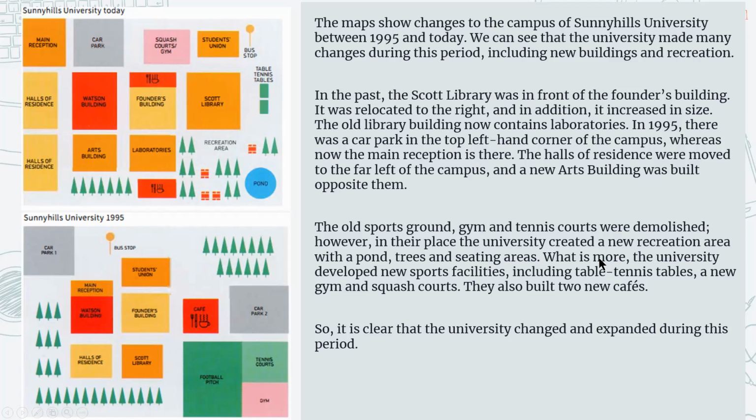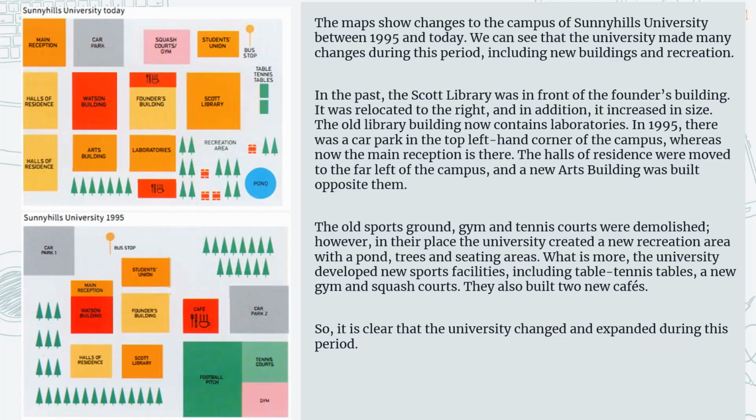What's more, which means in addition, the university developed new sports facilities, including table tennis tables, a new gym, and squash courts. They also built two new cafes. Okay, here you have table tennis tables, squash courts, and the gym. So it's clear that the university changed and expanded during this period. Actually, your report could be much different than mine. It could be very different.